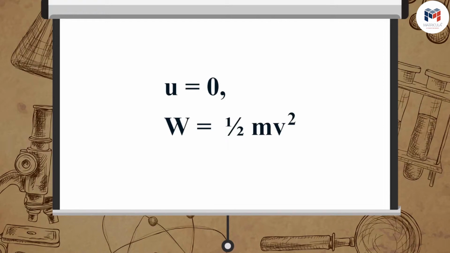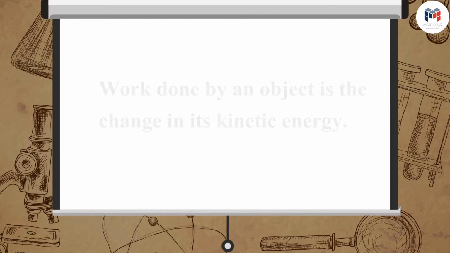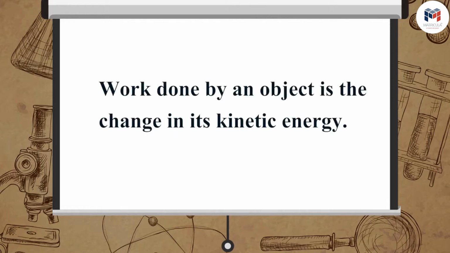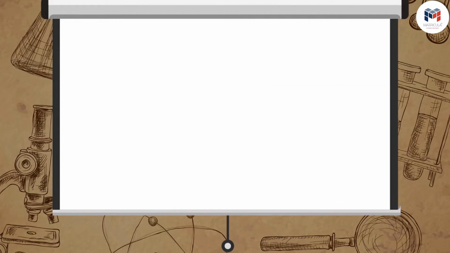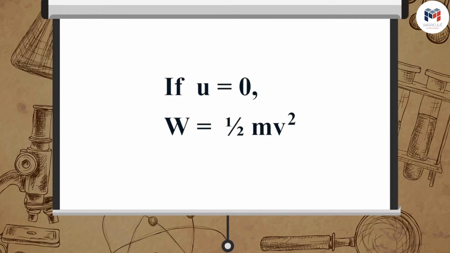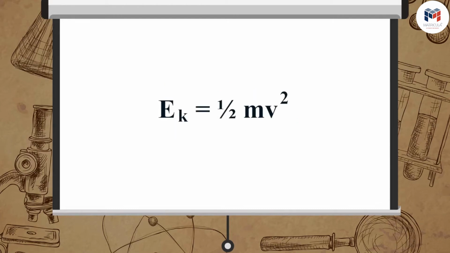If the object was stationary when it started, that is, u is equal to 0, W is equal to 1 upon 2 mv square. We learned that the work done by an object is the change in its kinetic energy. That is, if u is equal to 0, W is equal to 1 upon 2 mv square. Therefore, kinetic energy possessed by an object of mass m and moving with uniform velocity v is given by Ek is equal to 1 upon 2 mv square.